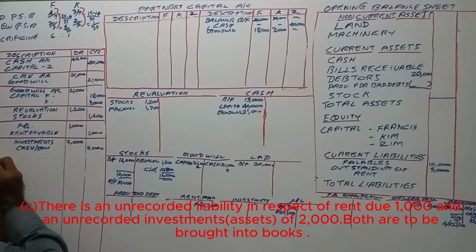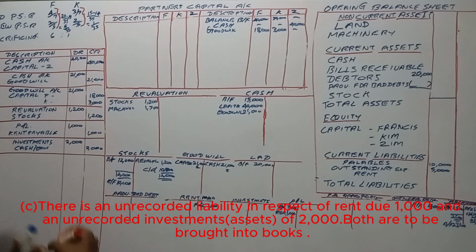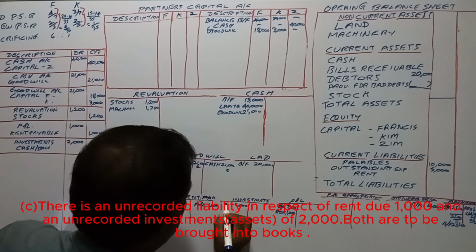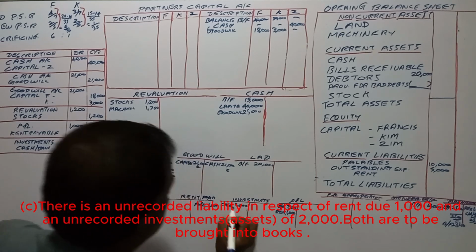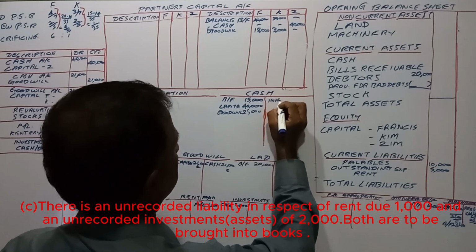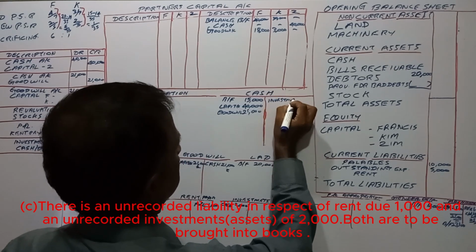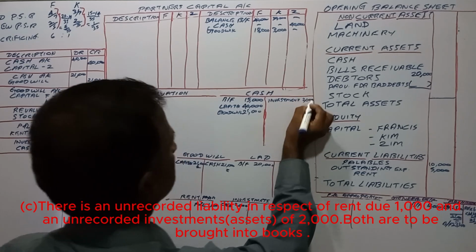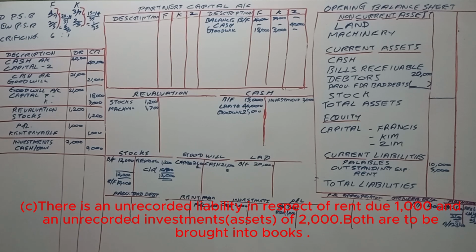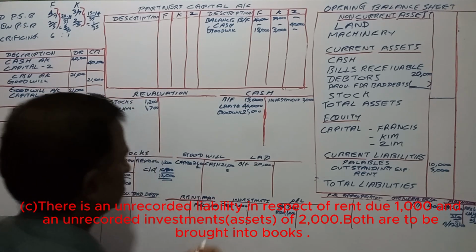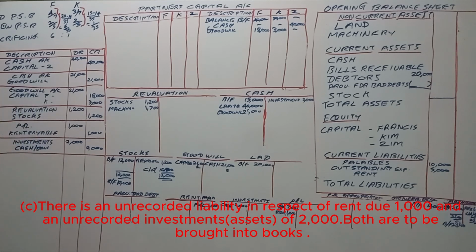Investments account debit 2000, cash payable, investments 2000, right? It is not an expense, right? So that's what I have made it like that, right?